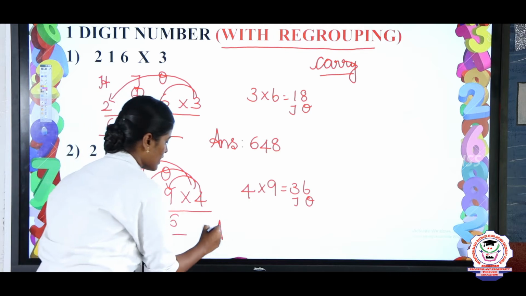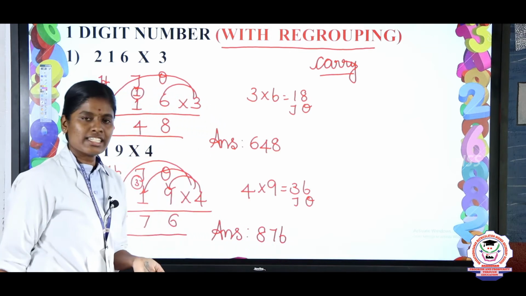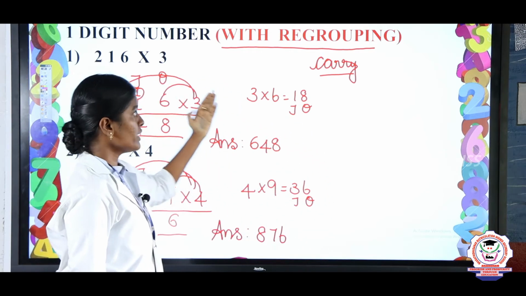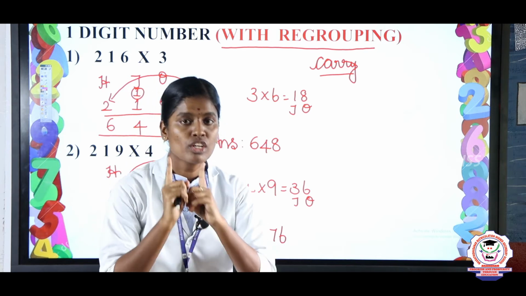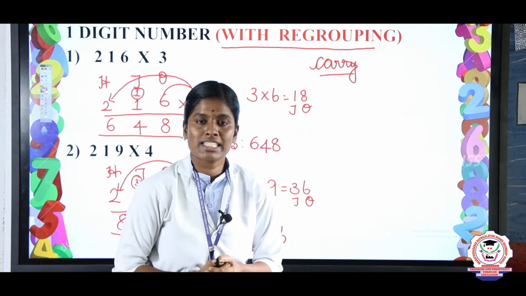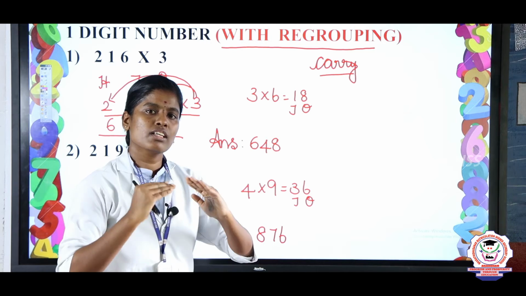Write the answer 876. The topic name is multiplication of a 3-digit number by a single-digit number with regrouping. So with regrouping means if the sum has a carry. Next we will see some more examples.